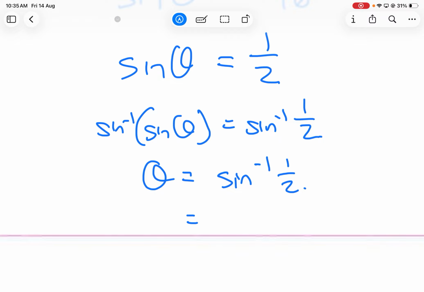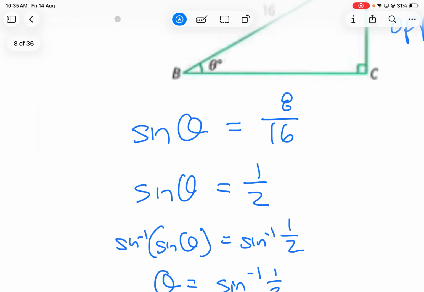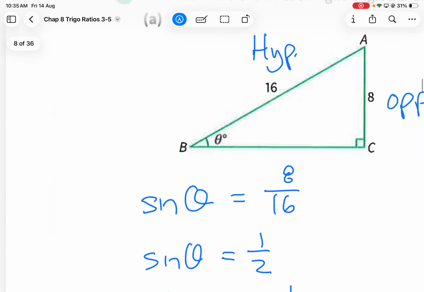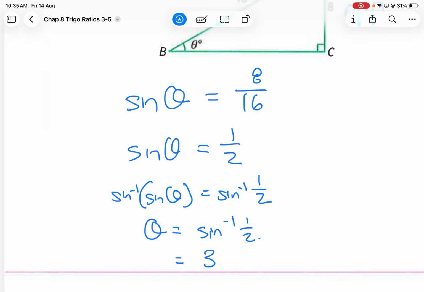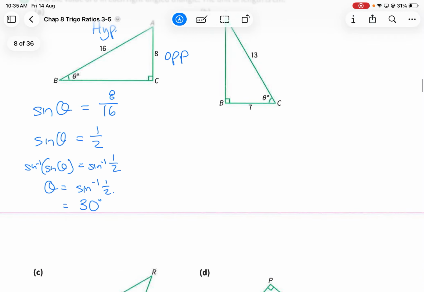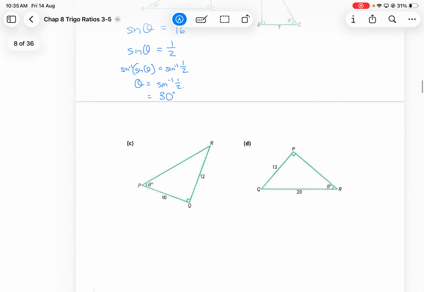Okay, so when I sine inverse half, I can get back what is this angle. Press calculator, you should get back 30 degrees. Trigo is all about linking three things together. You know two things, you can find the last thing. If you know two sides, you can find one angle. If you know one side and one angle, you can find one more side. Can? Okay, do one more together.